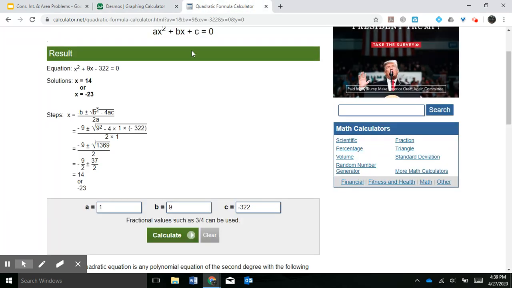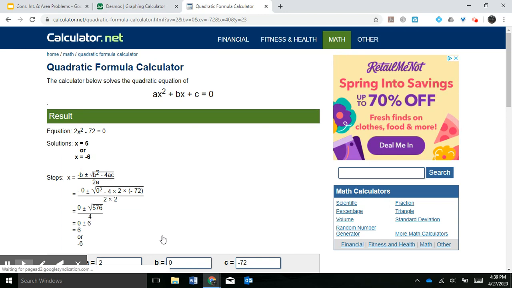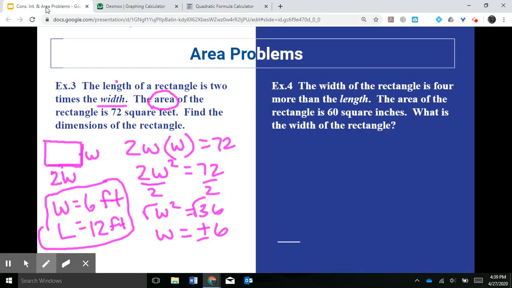And again, if you want to plug it into here, all right, in this problem, A would be 2. Since there is no x, that would be 0. B would be 0. And C would be -72. You hit calculate. All right. And there they are, -6 and 6. So whatever method you choose, all right, you can do it.